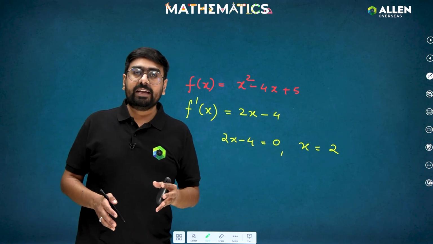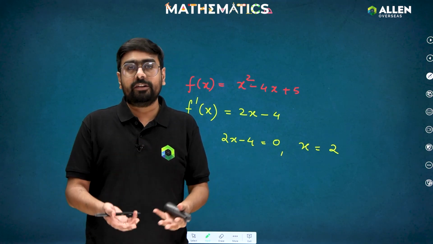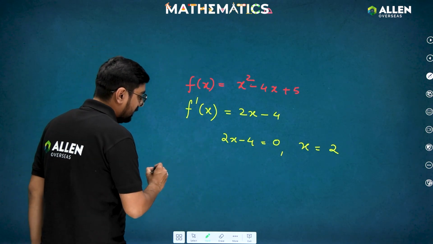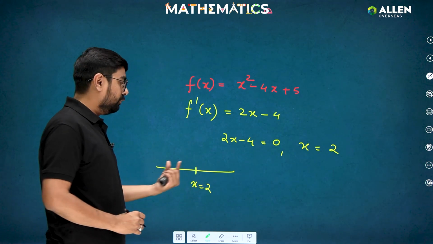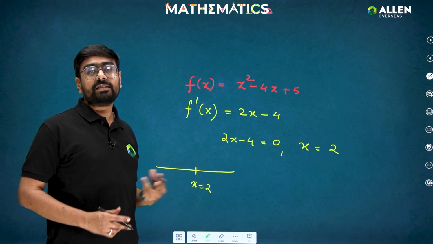Now, the points where f dash x is becoming 0 or it is becoming not defined, these points are called the critical points of f dash x. So, what is the critical point over here? x is equal to 2 is the critical point. I have to check the sign of f dash x in the neighborhood of x is equal to 2.